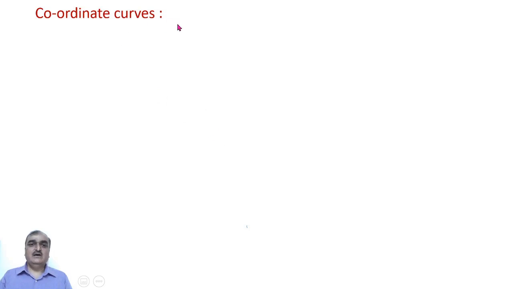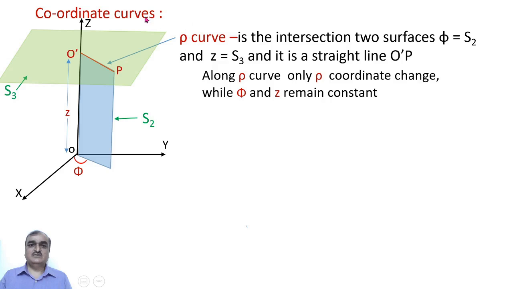And the next topic, coordinate curves. We have already seen in the definition of coordinate curves that the intersection of two coordinate surfaces gives a coordinate curve. Let us see three curves. The first one is the rho curve. This rho curve is the intersection of the phi surface, that is this half plane, and the z constant surface, that is this plane perpendicular to the z axis. Then the intersection of the z constant surface and the phi constant surface is this red line O dash P.